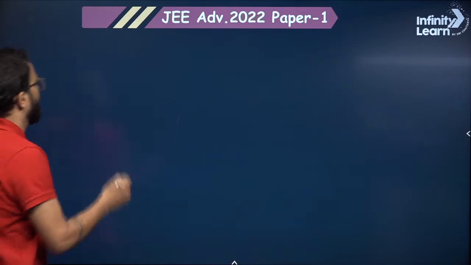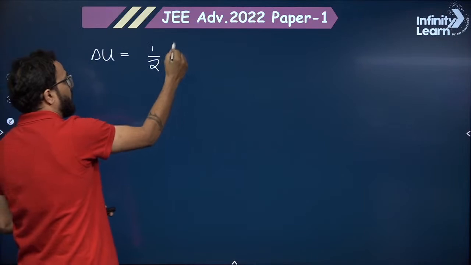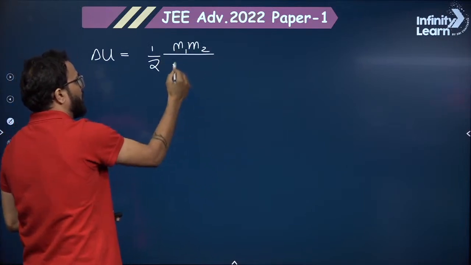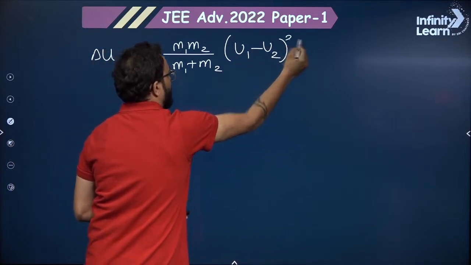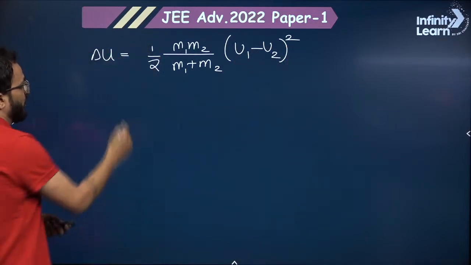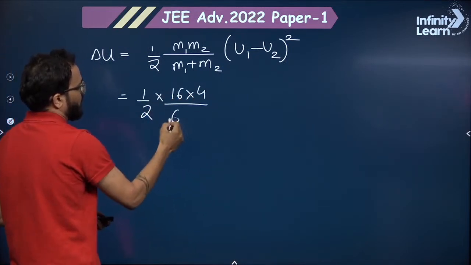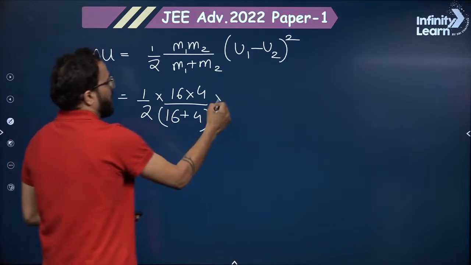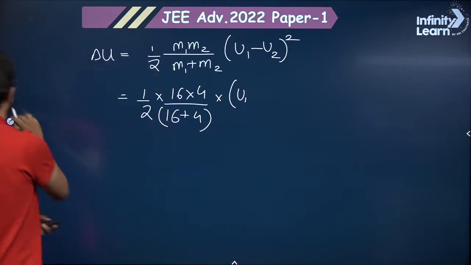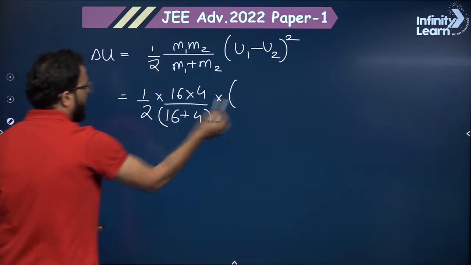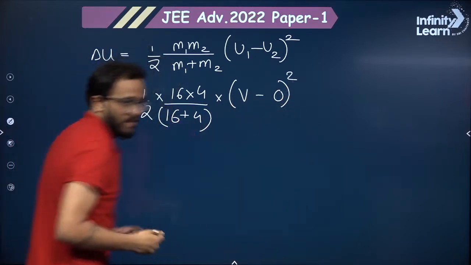we can say the loss in energy is equal to half into m1 m2 upon m1 plus m2 into (u1 minus u2) whole square. Is it okay? Now what is the mass of nitrogen given? 16 into 4 upon 16 plus 4 into the velocity of the alpha particle. Let's take it not u, but v. So v minus 0, because nitrogen is at rest.